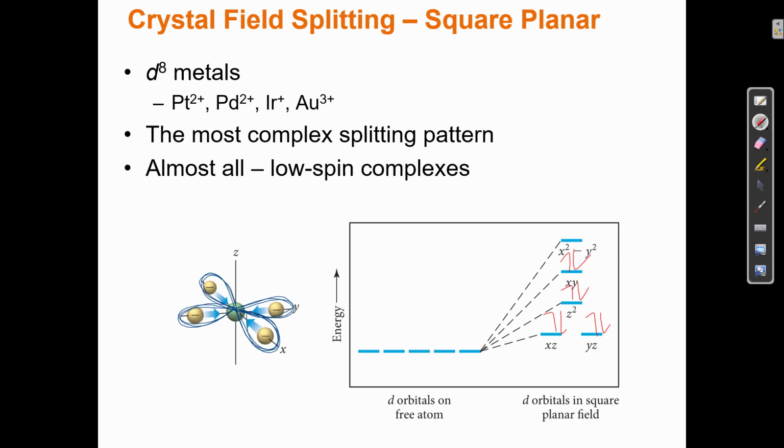So that means that generally the electrons in these complexes are almost always paired. And if they're almost always paired, then they're almost all low spin complexes.